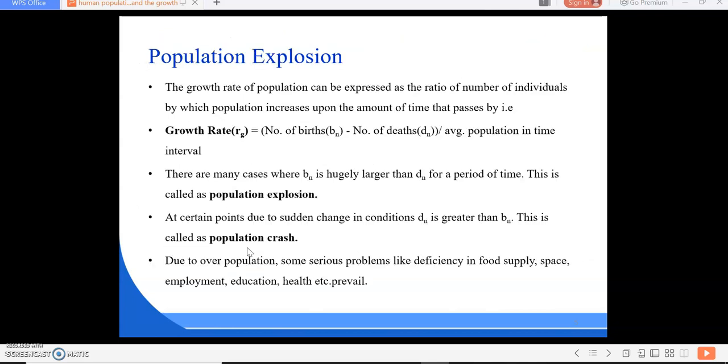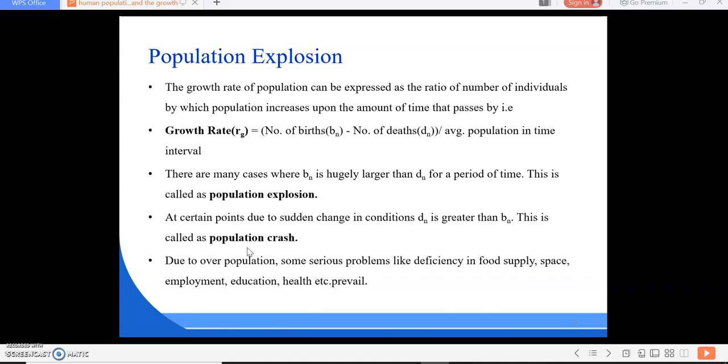Okay. Next is population explosion. As we have seen, the growth rate of a population is expressed as the number of individuals by which the population increases divided by the amount of time that elapses. That is, the growth rate Rg equals the number of births Bn minus the number of deaths Dn, divided by the average population in the time interval.